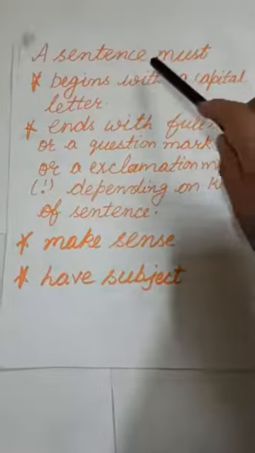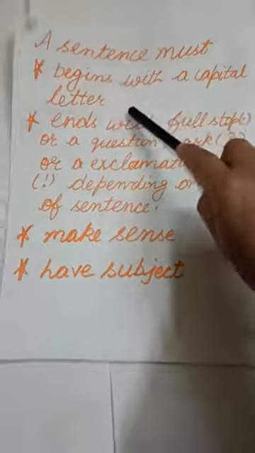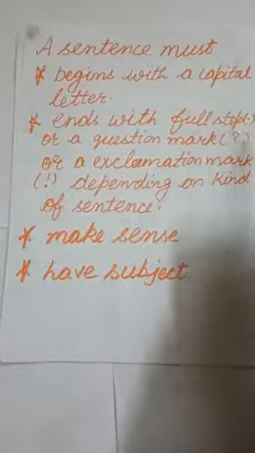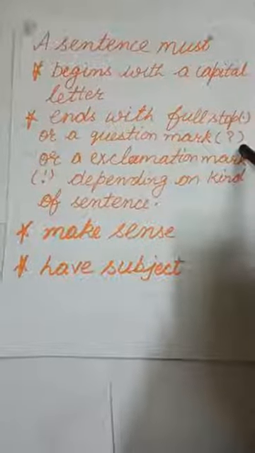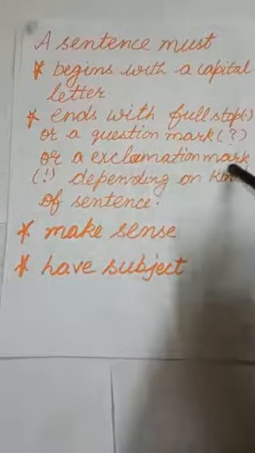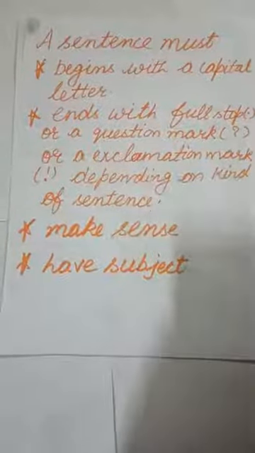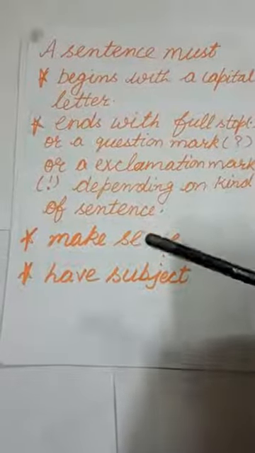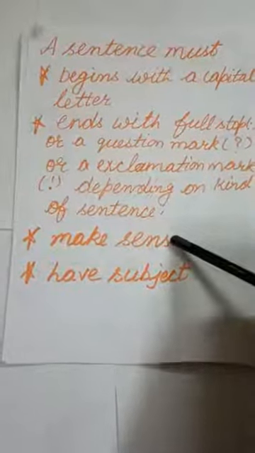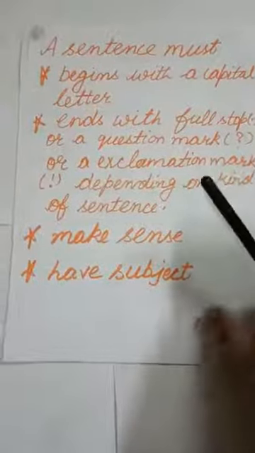So a sentence must begin with a capital letter, and end with a full stop, a question mark or an exclamation mark, depending on the kind of sentence. A sentence must make sense. A sentence may have a subject.